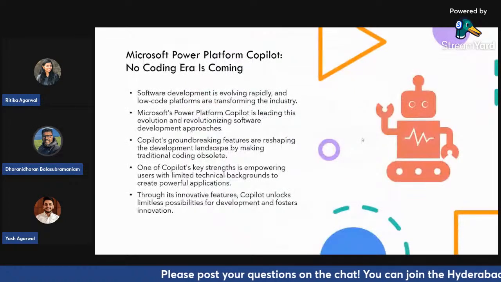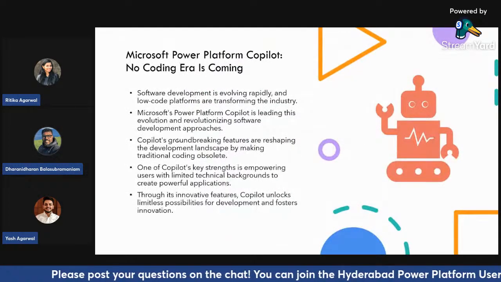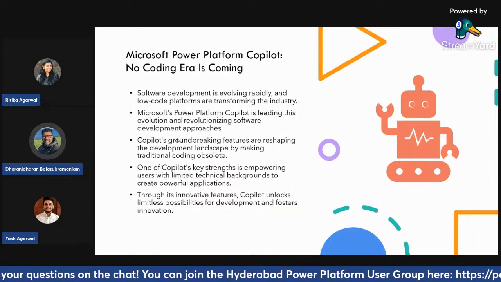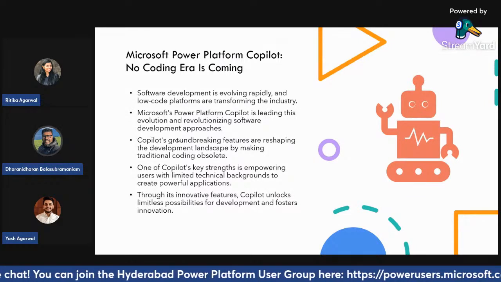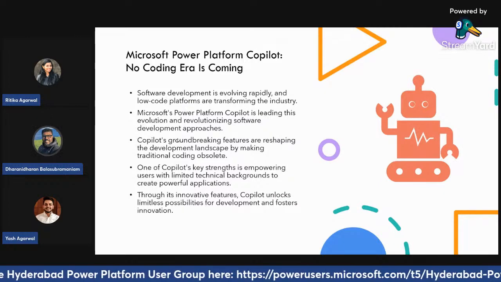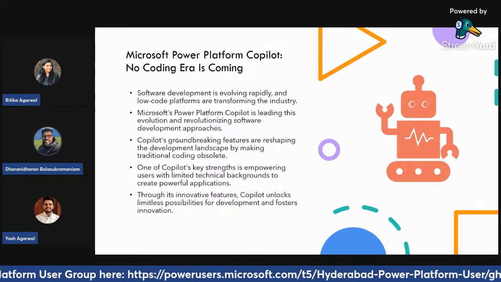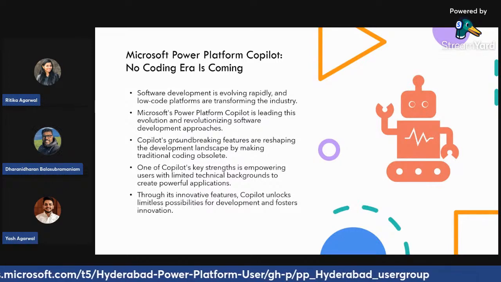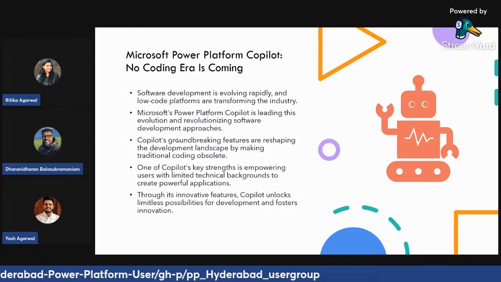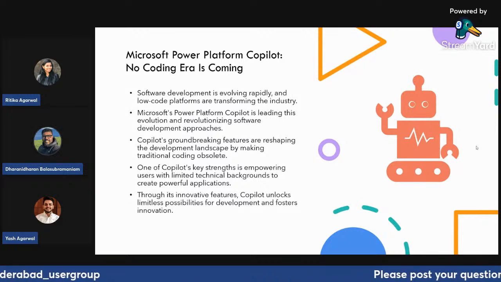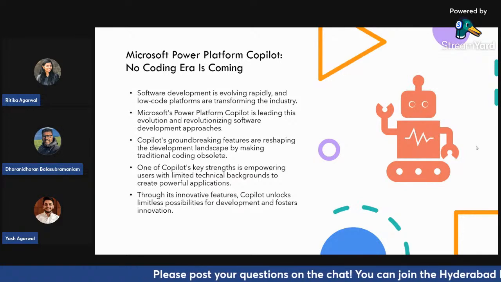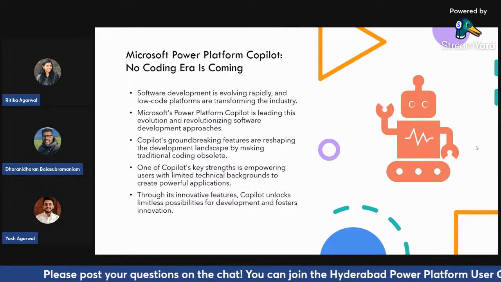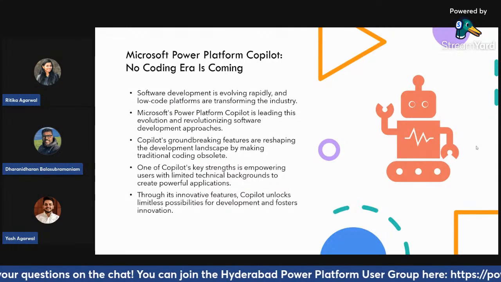And now, if you ask me, Microsoft is completely the platform. Once Copilot has been introduced, now the no-code era is coming. Everywhere you can hear this word, Copilot. The world of software development is constantly evolving, and the low-code development platform has emerged as a transformative tool in meeting the demand for powerful and user-friendly solutions. The Microsoft Power Platform Copilot is at the forefront of this evolution, revolutionizing how we approach software development.